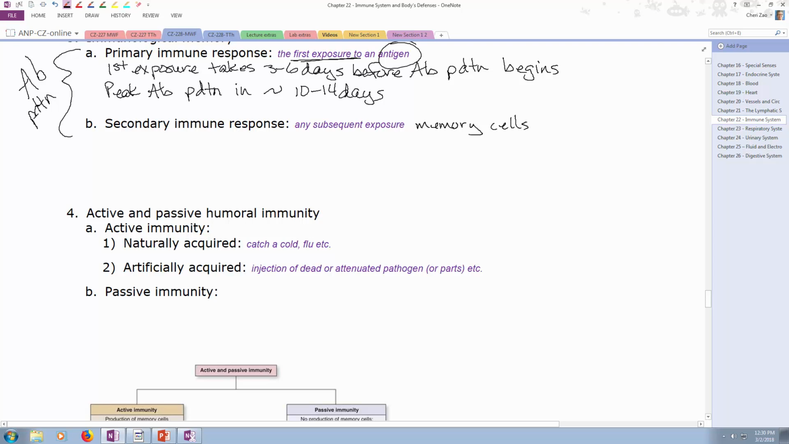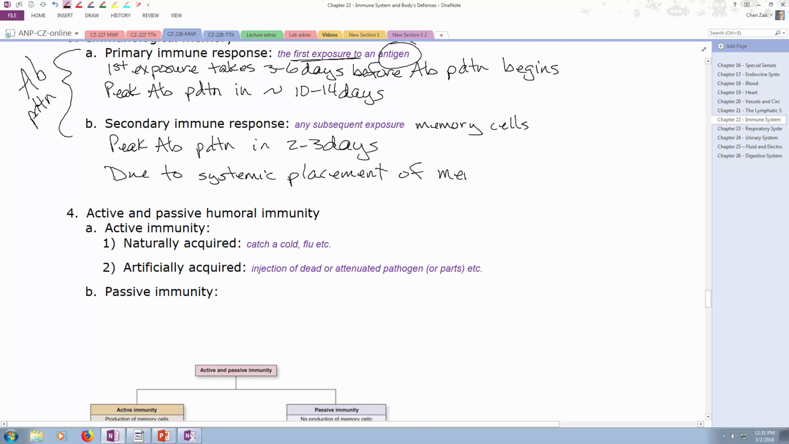Okay, so we will get, interestingly here, peak antibody production in 2 to 3 days, due to systemic placement of memory cells in various lymphoid organs.